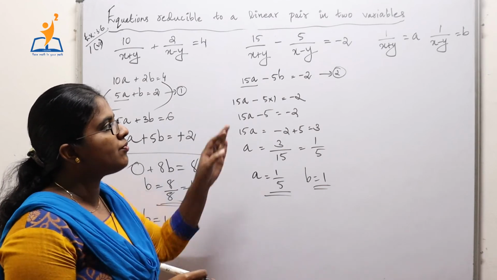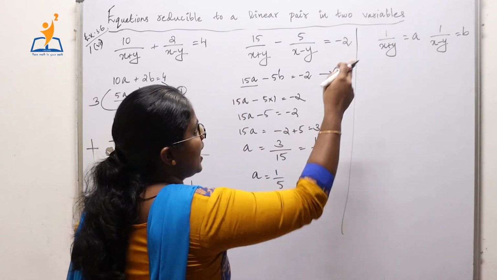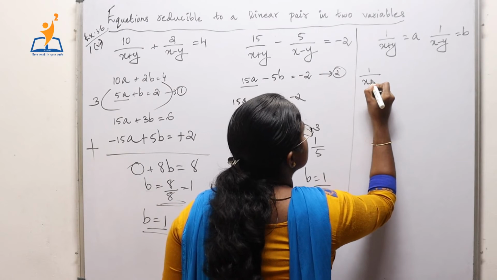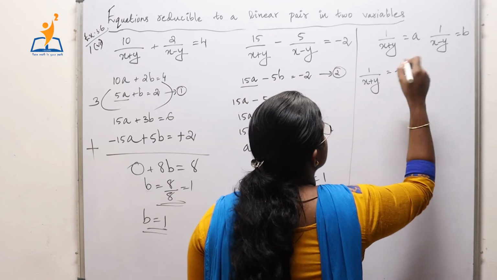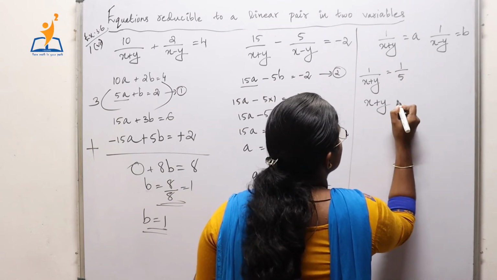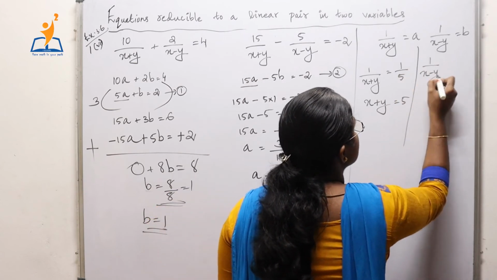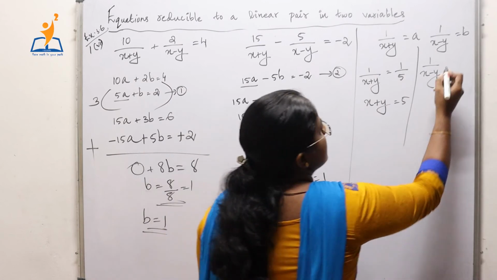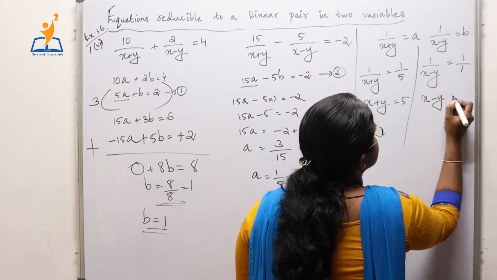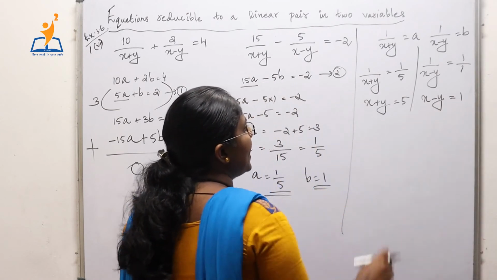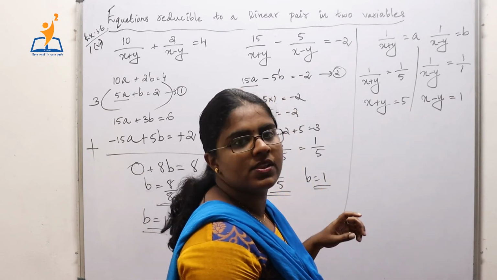So now we want to find x and y. So we are going to substitute the values of a and b here. That is 1 by x plus y is equal to a, that is 1 by 5. So cross multiplying we will get x plus y is equal to 5. And again 1 by x minus y is equal to b. b is 1, so it is again 1 by 1. So cross multiplying we get x minus y is equal to 1. Again we got a pair of linear equations in two variables. So we are going to solve these equations.